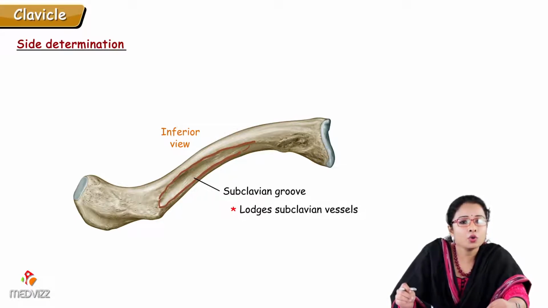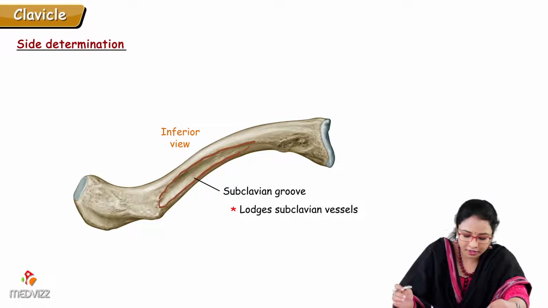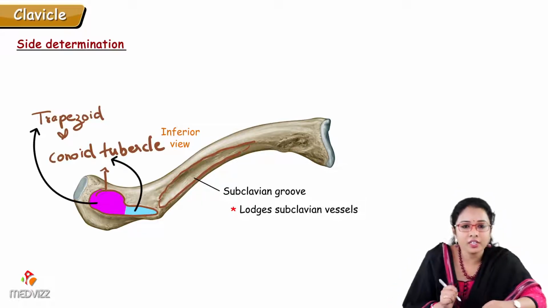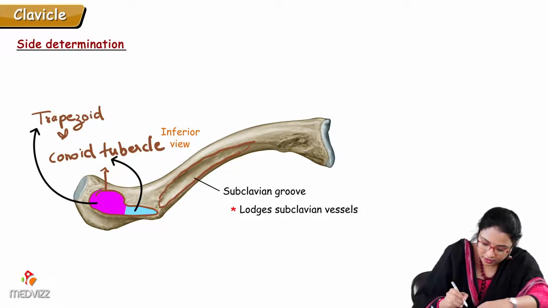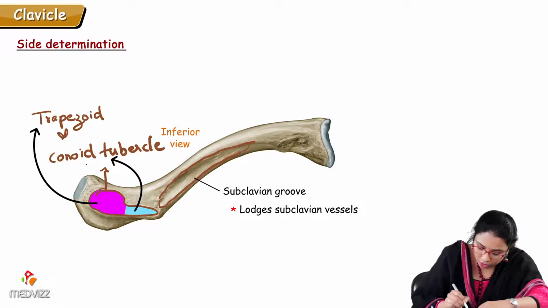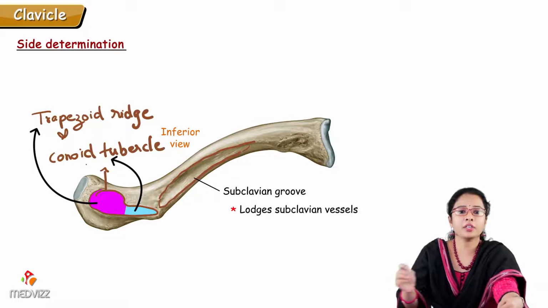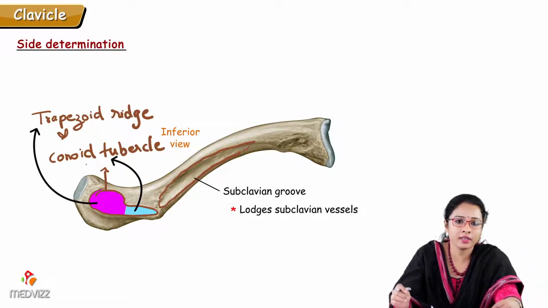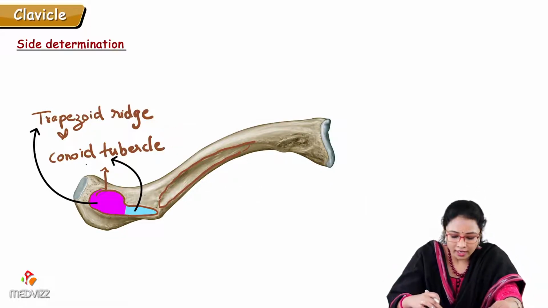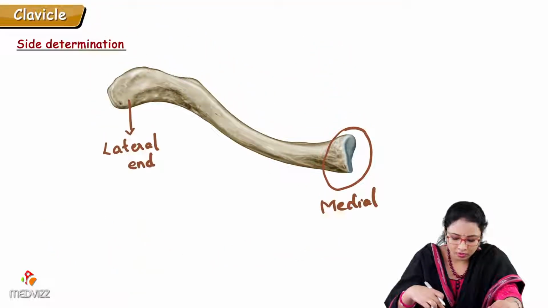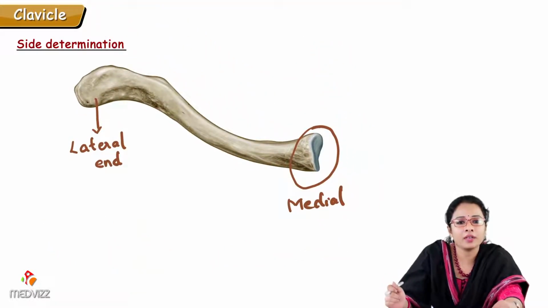And we can see conoid tubercle and trapezoid ridge present laterally on the inferior surface. The rough portion on the lateral side on the inferior aspect is the conoid tubercle and trapezoid ridge. Both give the rough impression on the inferior surface on the lateral side of the clavicle. And now the shaft of the clavicle. So observe now the shaft of the clavicle.